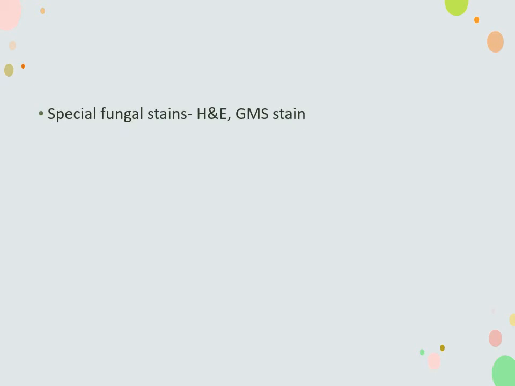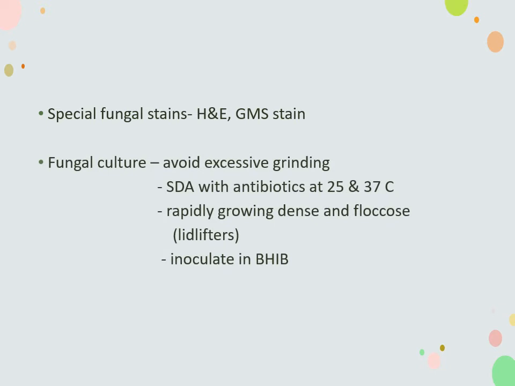The other part, the tissue section, we send to the pathology department for special fungal staining. We can go for hematoxylin and eosin staining or GMS staining, and then look for the hyphae, that is, the broad non-septate hyphae. And for fungal culture, whatever tissue we get, avoid excessive grinding, and inoculate it on Sabouraud dextrose agar, which is the media we need for fungal growth, and it should be with antibiotics.